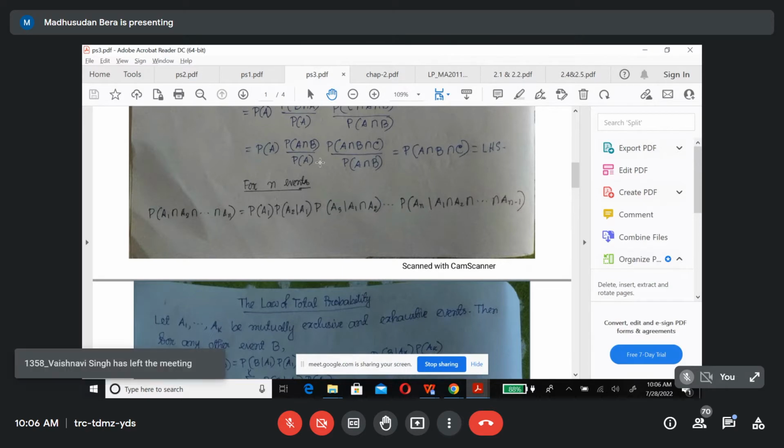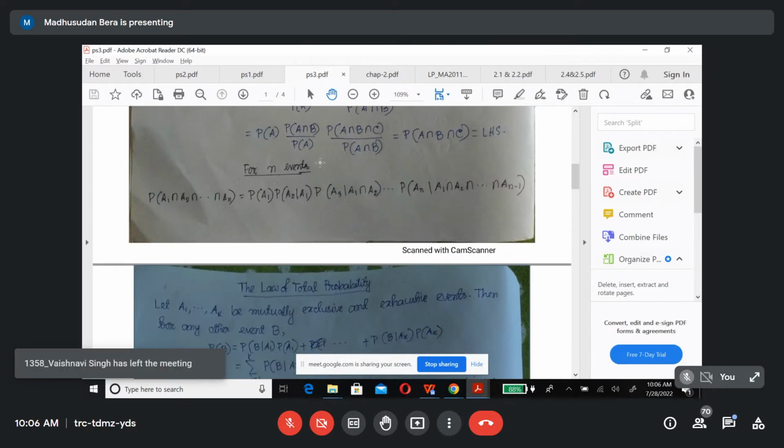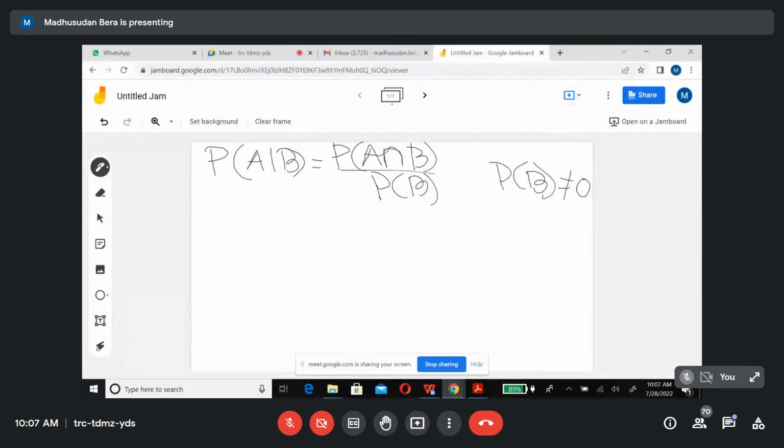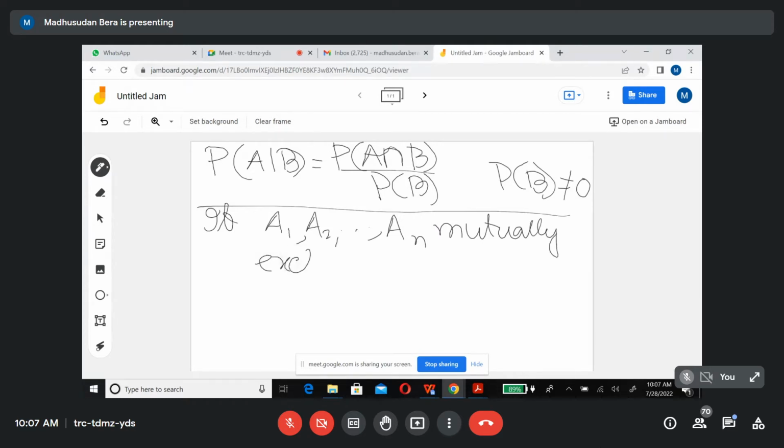Then we have studied the total law of probability. What is that? Total law of probability is, if A1, A2 up to An are mutually exclusive and exhaustive. Mutually exclusive means if you take any two, the intersection is empty. Exhaustive means their union is the sample space.